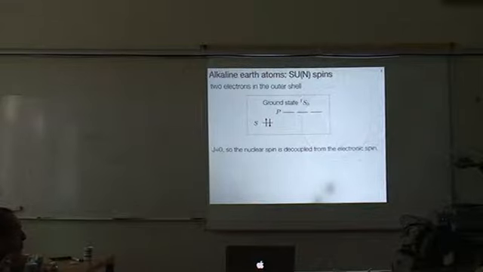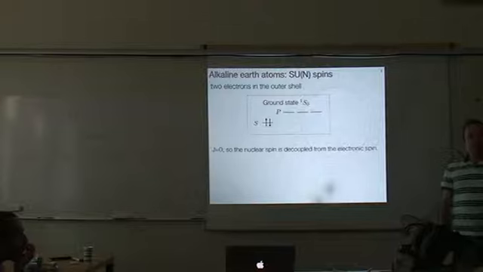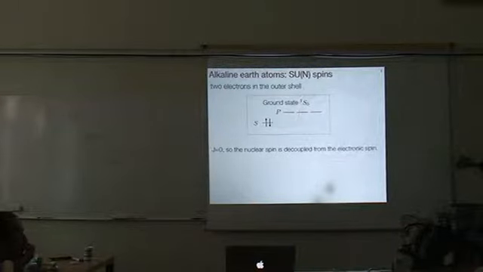They live in the first column of the periodic table. They are the easiest to cool for a variety of reasons. But let's look at atoms which sit in the second column of the periodic table, which are usually called alkaline earth atoms. So they're different from alkali. Those atoms have not one, but two electrons in the outer shell. So alkali have one electron, but alkaline earth have two electrons in the outer shell.